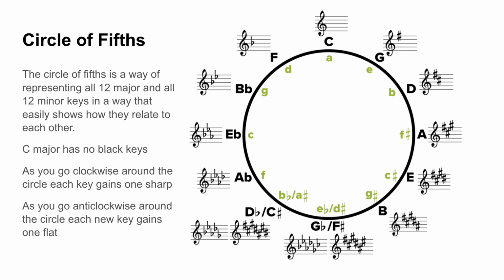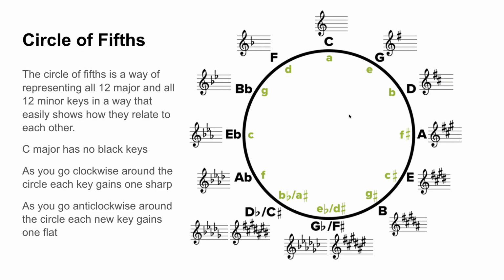Generally speaking, if you go clockwise round the circle of fifths, you accumulate a sharp each time. So G major has an F sharp. D major has an F sharp and a C sharp. A major has an F sharp, a C sharp, and a G sharp. E major has an F sharp, a C sharp, a G sharp, and a D sharp. B major has F sharp, C sharp, G sharp, D sharp, and A sharp. And F sharp major has F sharp, C sharp, G sharp, D sharp, A sharp, and E sharp.